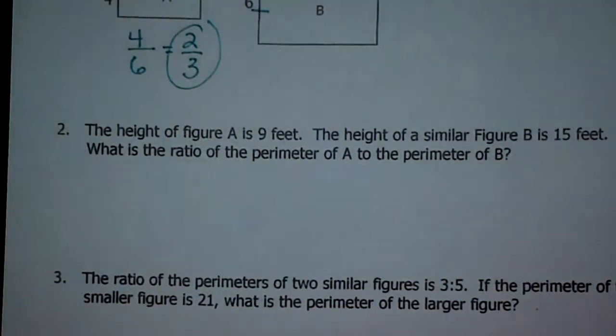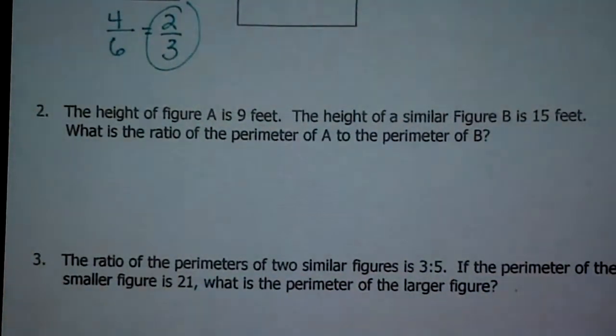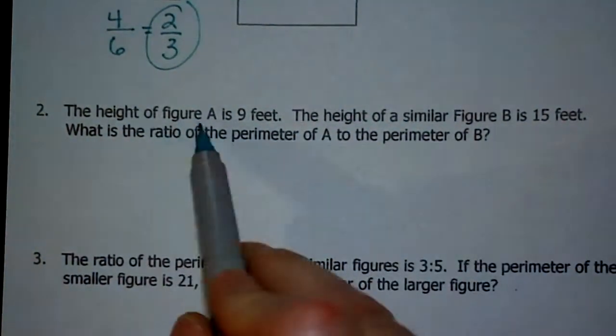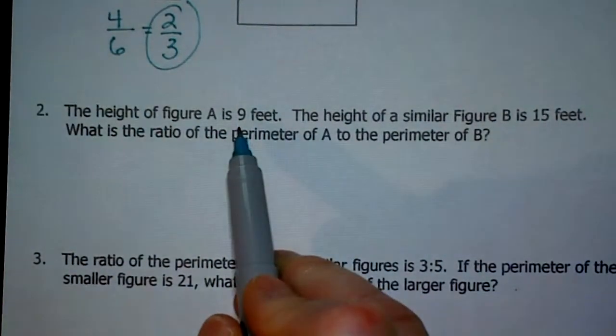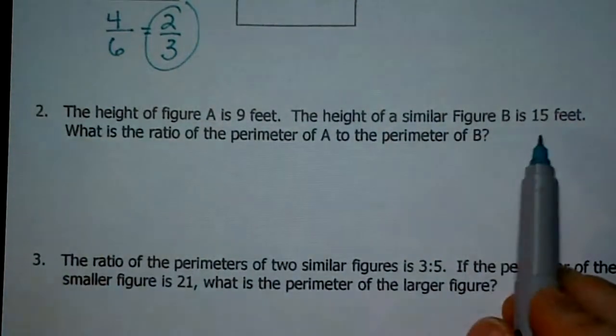Alright, let's try something with just words and without a picture. And remember, it's always a good strategy, you could draw a picture for any of these when you see just words. But picture this. The height of figure A is 9 feet. The height of a similar figure B, so we know they're similar, is 15 feet.